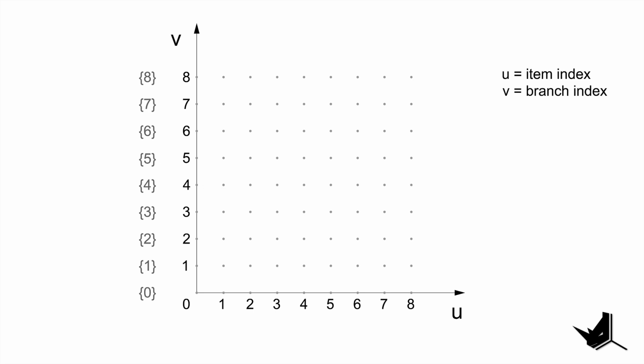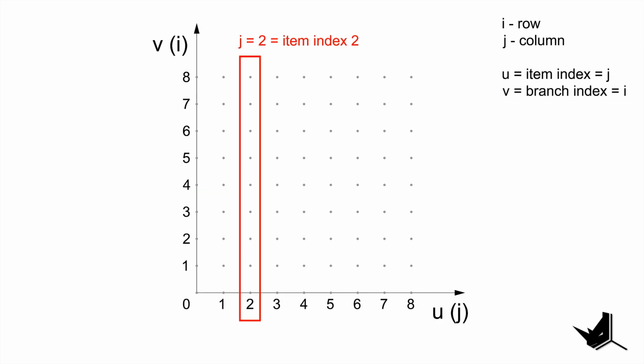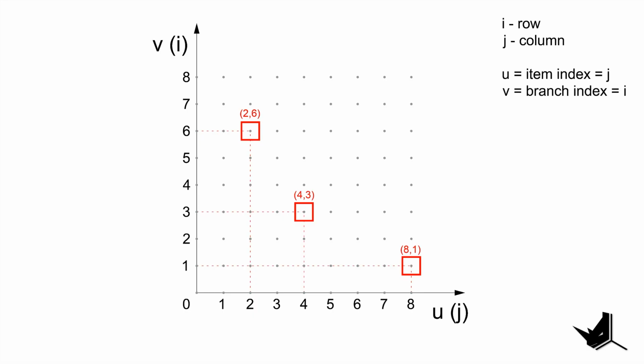On the other hand, points along the V direction will have the same index item but different branches. So the U coordinate represents the item index while the V coordinate represents the branch index. By the way, the grid row is labeled with the letter I, which corresponds to the branch index, and the grid column is labeled with J, representing the item index. The point coordinates will be defined by the values along U and V directions.